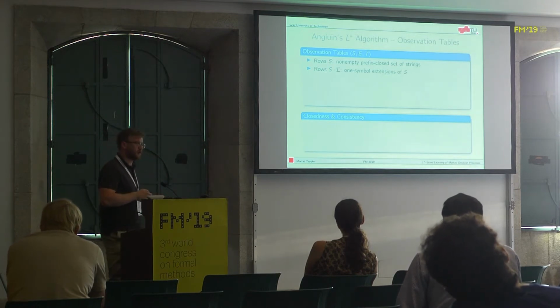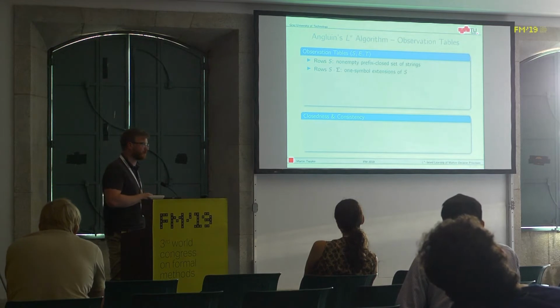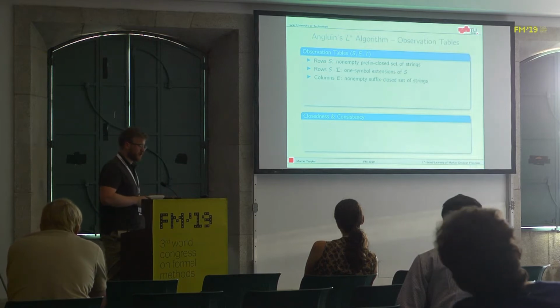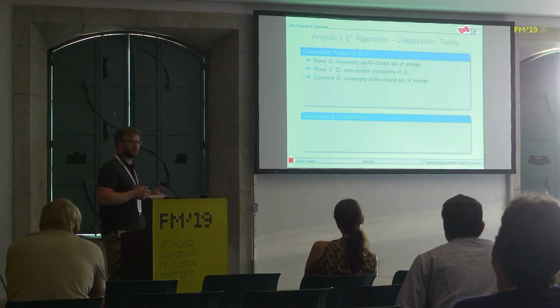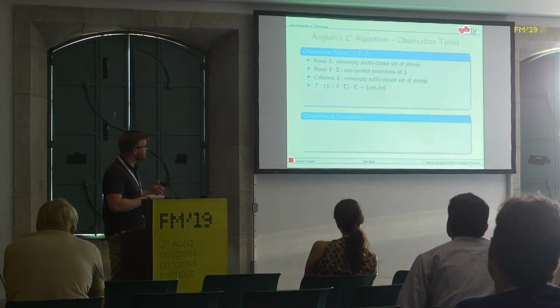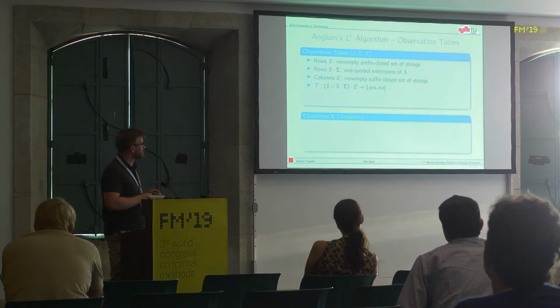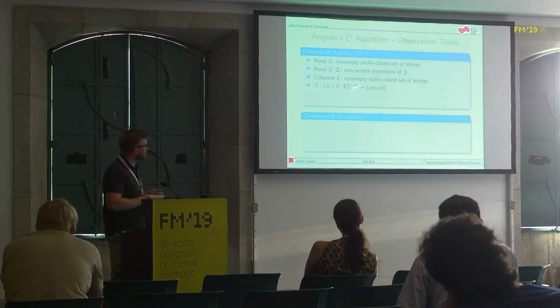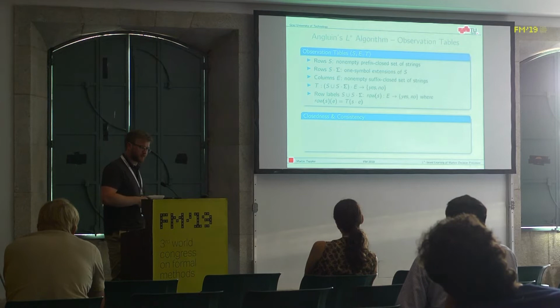Then we have rows labeled by one-symbol extensions of the set S. And we have columns labeled by a set E, which is a non-empty suffix-closed set of strings. The columns are basically used to tell the rows apart. The one-symbol extensions are used to define transitions. Now the cells in the table store this mapping T, which records the membership query results in response to concatenations of row labels and column labels. To represent rows, we have an auxiliary function row, which represents the row contents in the table.